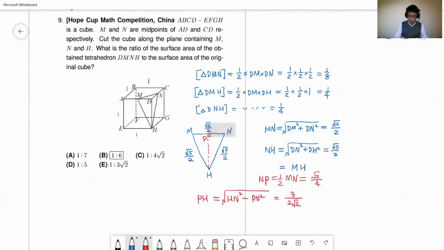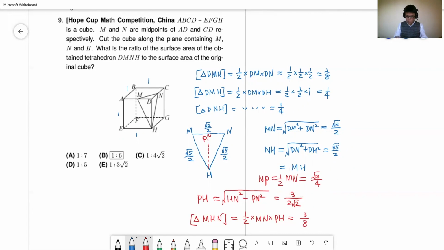And then we can solve the area, right? Triangle MHN, the area equals 1/2 times MN times PH. This equals 3/8.